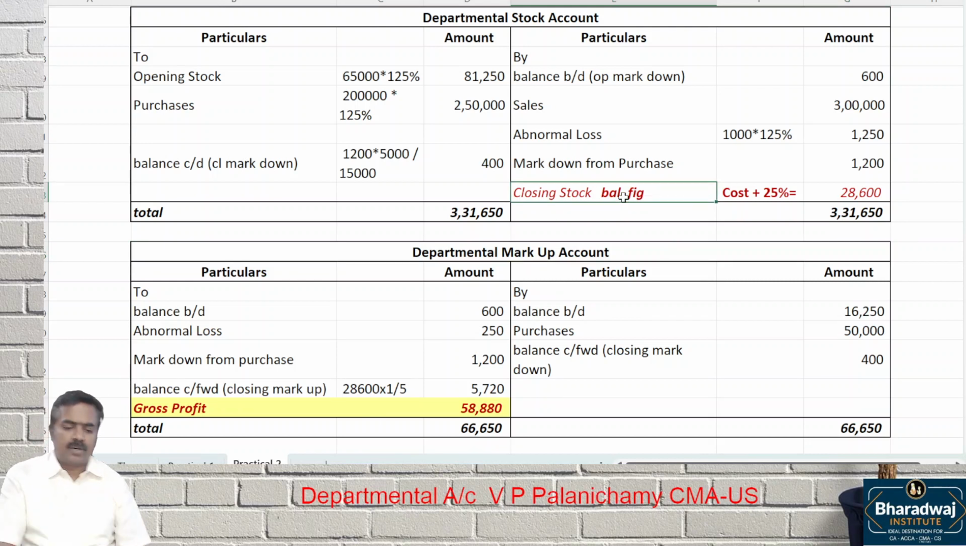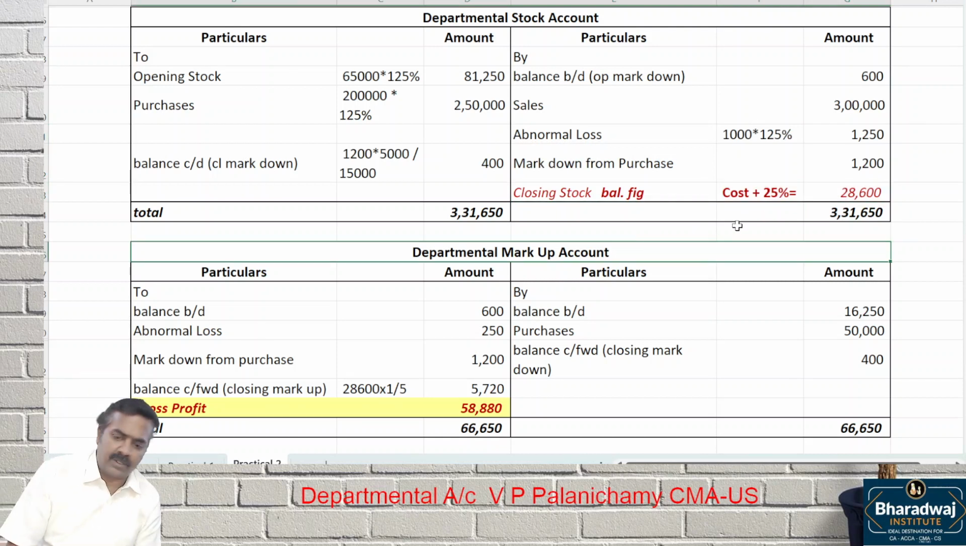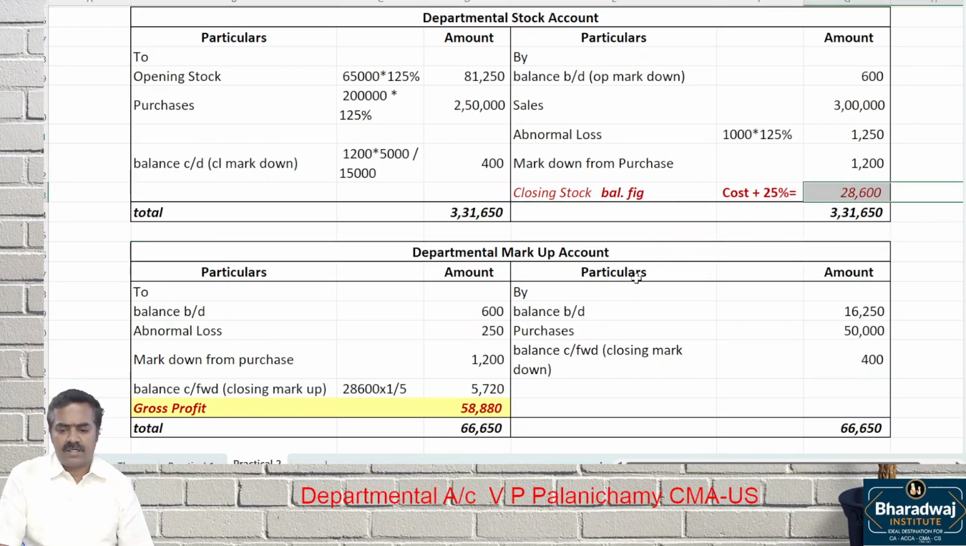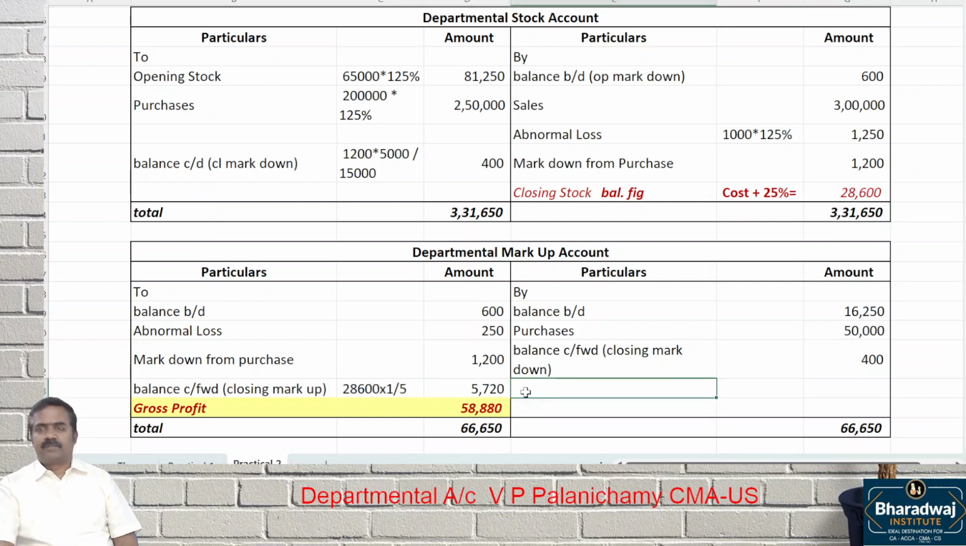Try to prepare a trading account. Let us see whether you are getting 58,880. The trading account, what should come? Opening stock at what price? Cost price. Purchases should be at cost price. Okay. Then sales is how much? 3 lakhs. Abnormal loss should be recorded at cost price. And the closing stock should be recorded at what value? Cost value. How to work out cost value? Selling price minus profit. Invoice price minus profit. Like that you can work out. First take up this, then we'll go to trading account.